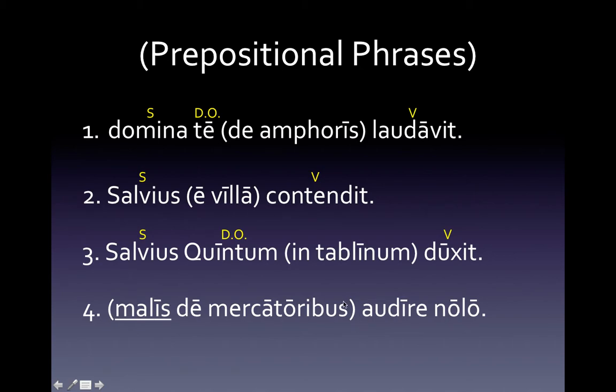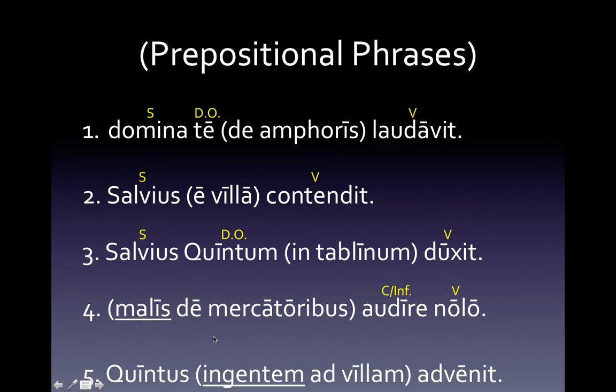Here, this was a pretty long one because malus is an adjective. It is modifying mercatoribus, so it's part of the prep phrase. And now we can label everything else. Here's our main verb, I want, complementary infinitive, to hear about the bad merchants. One more. Ingentem was modifying velam, so that's part of our prep phrase. And now we can label everything else. Whoops. Quintus, this verb symbol should be down here: arrived at the huge house, or came to the huge house.